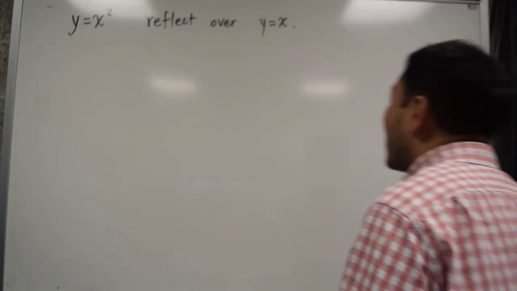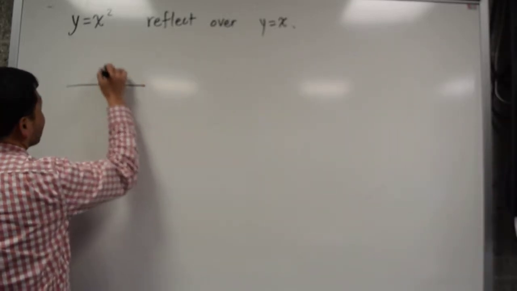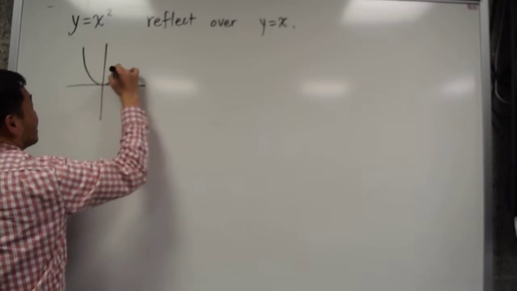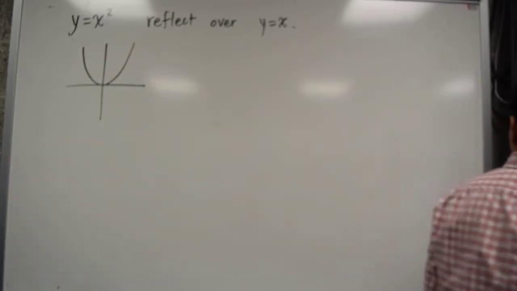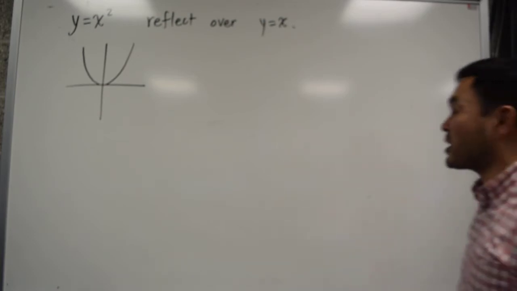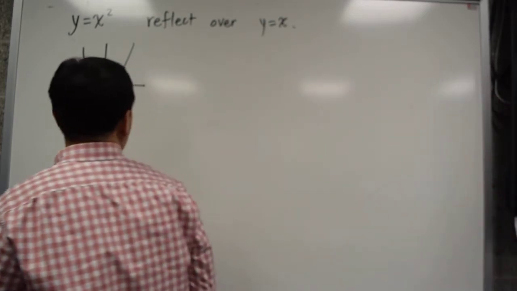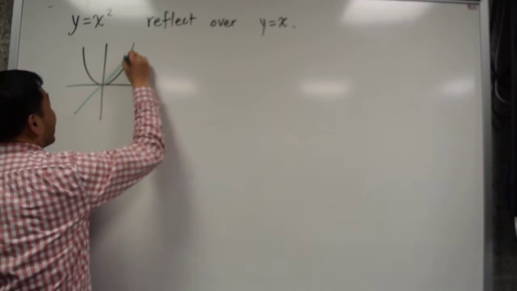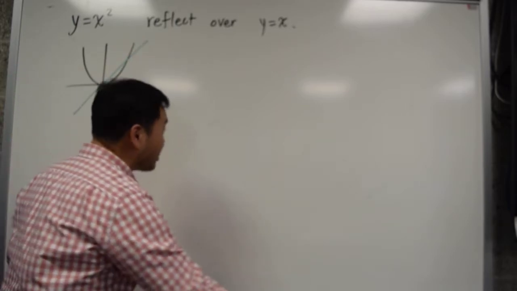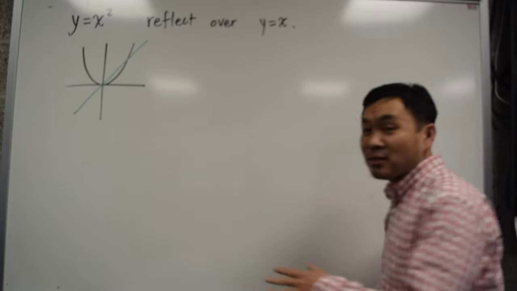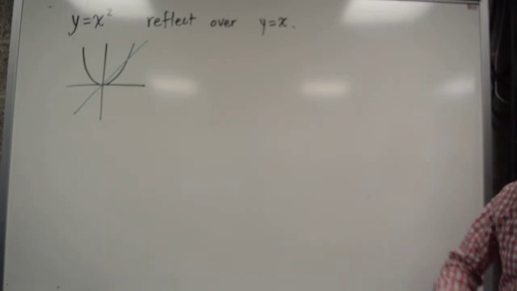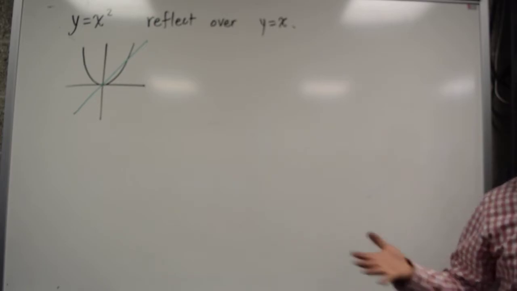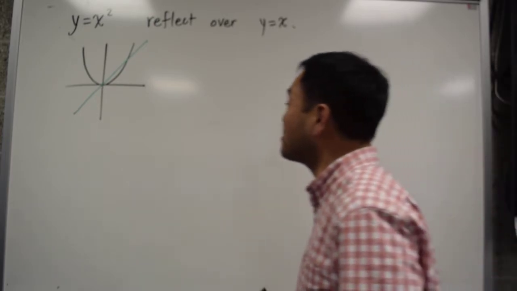Okay, so if you had y equals x squared, and you took this graph and reflected it over y equals x, the question is, find the function, not the function, find the equation, and also find the graph. Okay, let's try to do these two things.